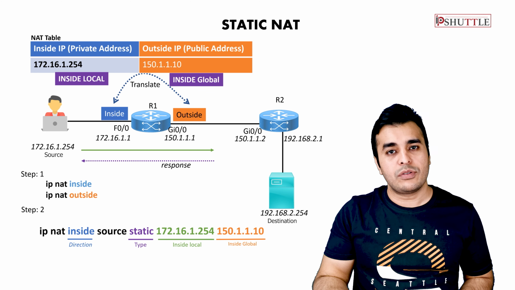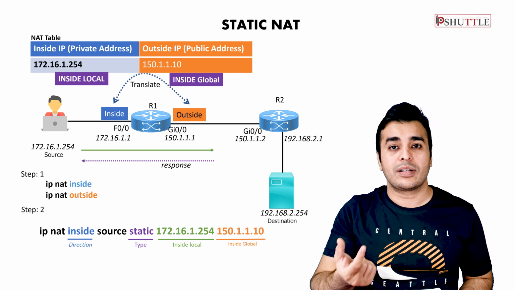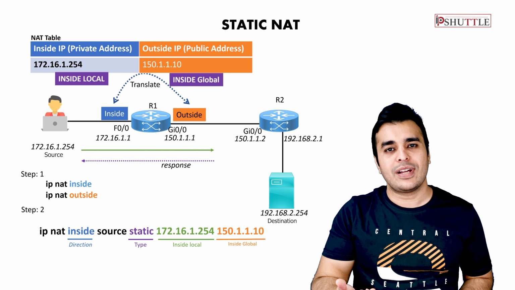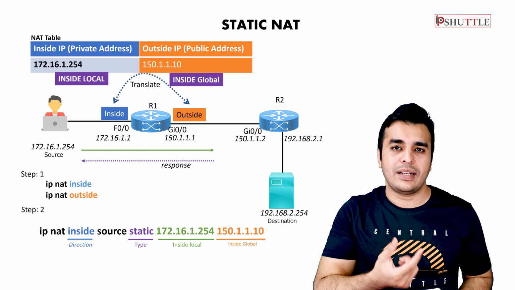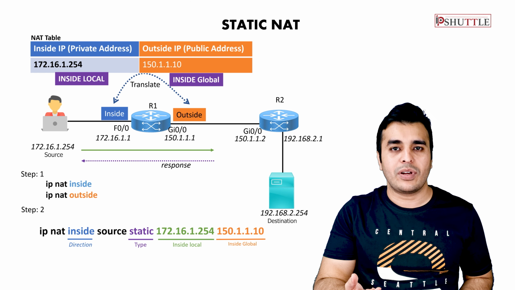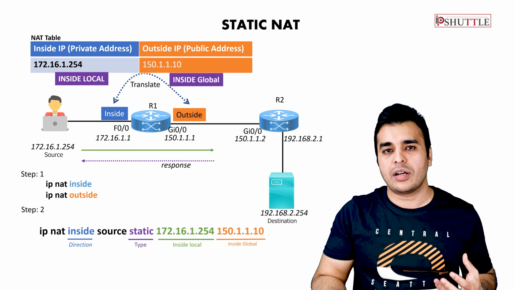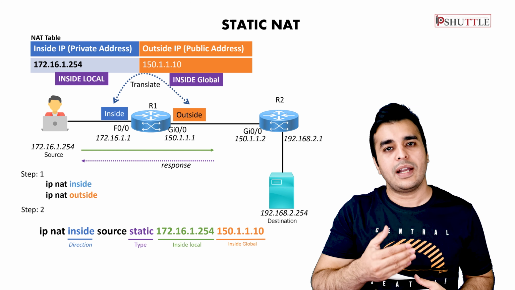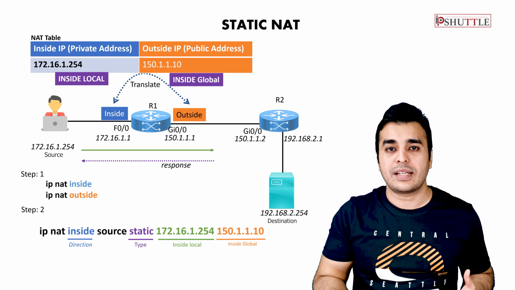So we will be using that IP address 172.16.1.254. Then the outside IP address, or inside global. This IP address is going to be the IP address to which the inside IP address will be translated. That IP address we want to assign is 150.1.1.10, that's the public IP address we can assign. And this is how we configure static NAT.